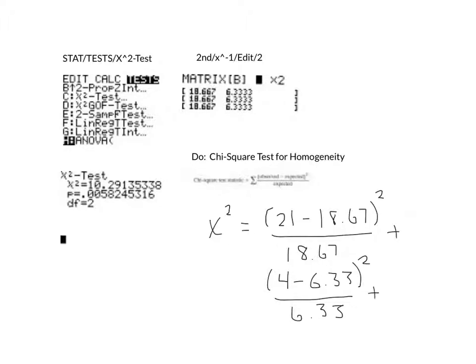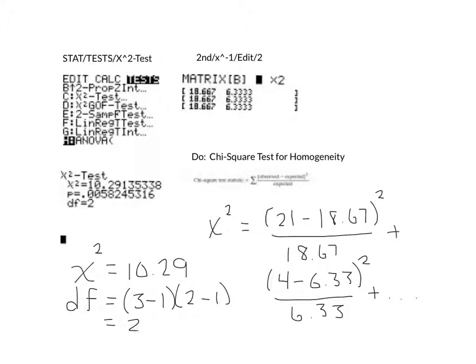And then I can just show and so on for all other remaining cells. We know then that that comes out to a value, according to our calculator, of 10.29. Our degrees of freedom, remember, is the number of rows minus 1 times the number of columns minus 1. So in our case, that would be 3 minus 1 times 2 minus 1, which is 2 times 1, or 2. And then, of course, our p-value is crucial. Our p-value in this case is about 0.006. So that completes our do.